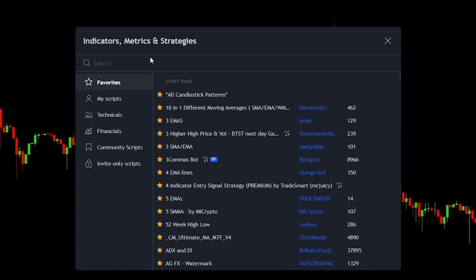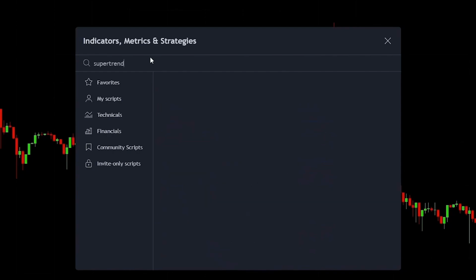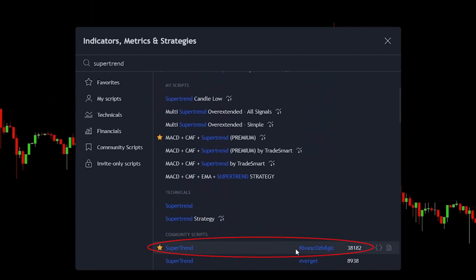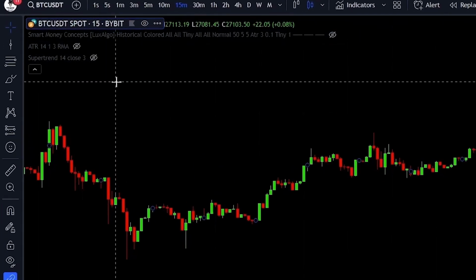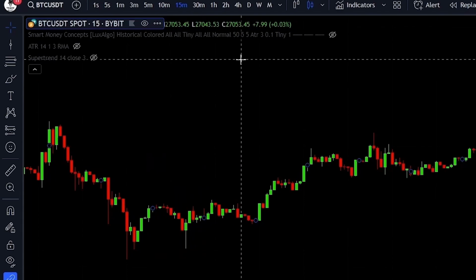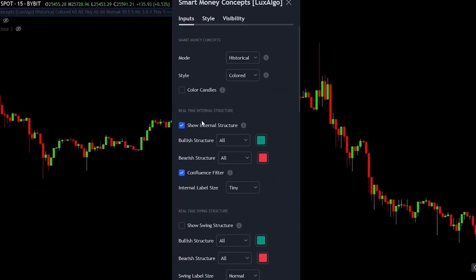And finally, for a trailing stop loss, we will use the super trend. Add this one. Okay, now we have all the indicators on the chart, but we have to change some settings, so let's do that one by one. First, open up the Smart Money Concepts by Algo and untick every box except the Show Internal Structure and the Confluence filter.